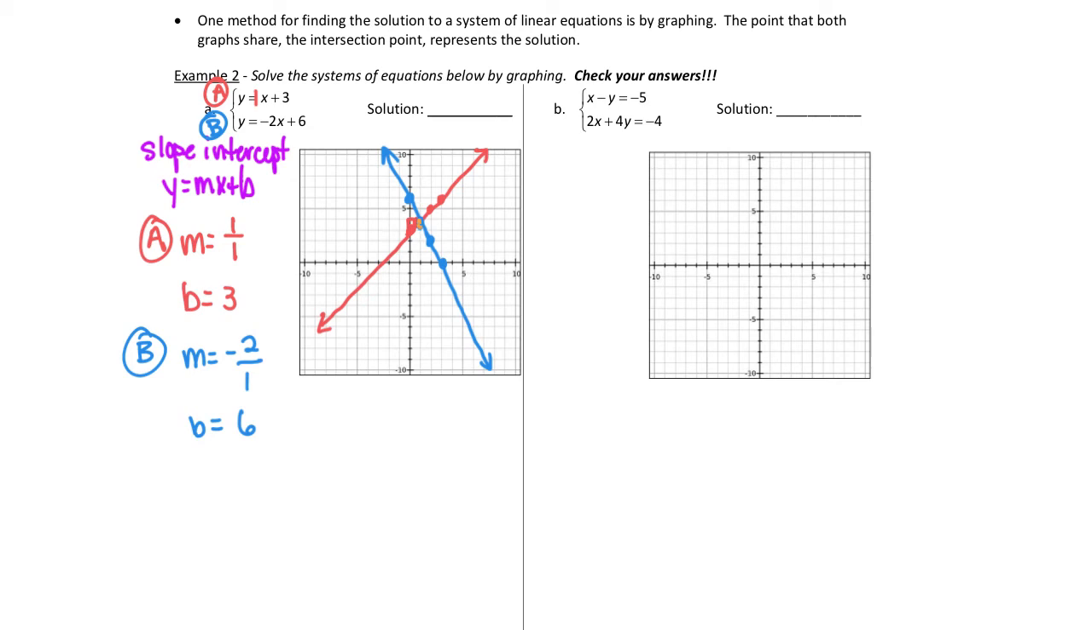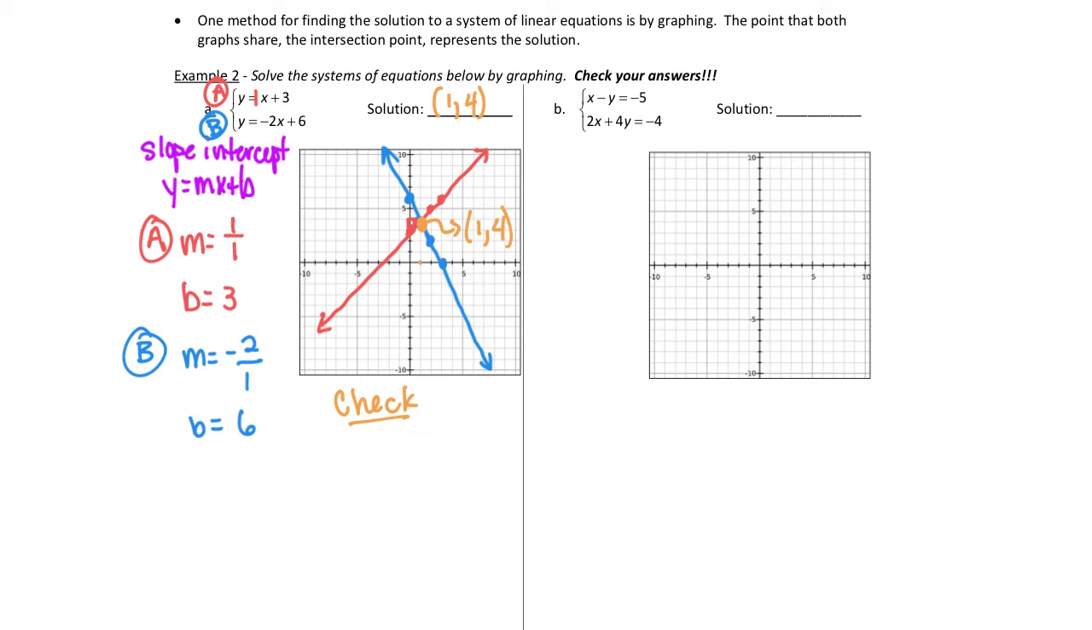I can see that my two lines cross right here at that point, and it looks like the x value of that point is 1, and I've scribbled quite a bit, so it's a little hard to see, but I'm pretty sure that that y value is 1. So here's the thing, I really want to check my solution, because it's hard to see on a graph if that really is the correct point.